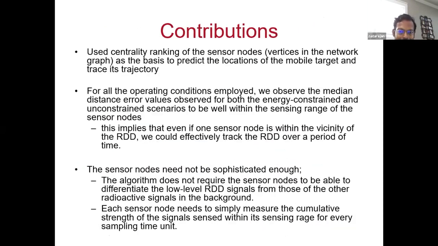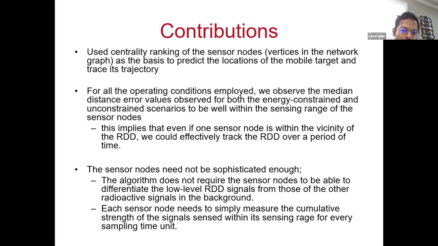What that means is, if the RDD is within the sensing range of at least one sensor node, that sensor node is going to be able to detect the presence of the RDD. So this is where the validity of the model is also established. If even one sensor node is within the sensing range of the RDD, with this model approach, you're going to be able to find out the presence of the RDD.